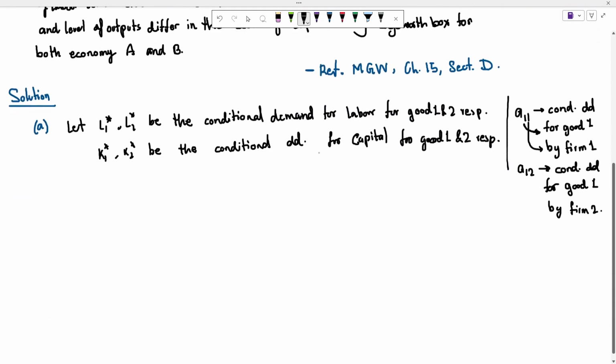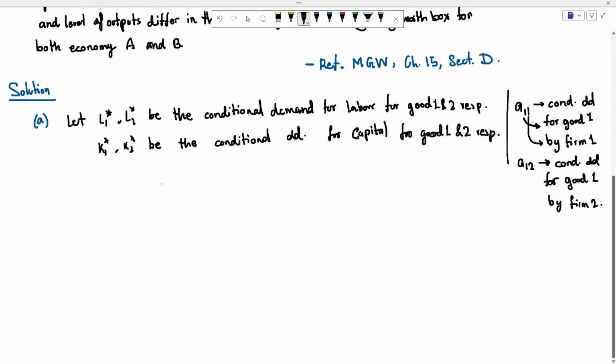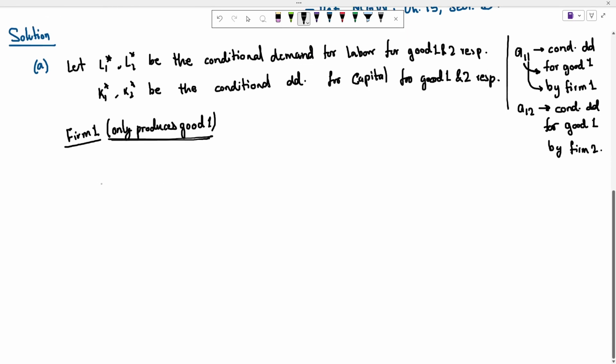So how do we do that? This is for firm 1, and we'll have to do this for both firm 1 and 2. Firm 1 only produces good 1, right? So firm 1 only produces good 1.